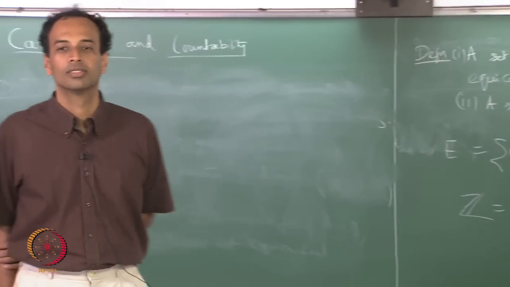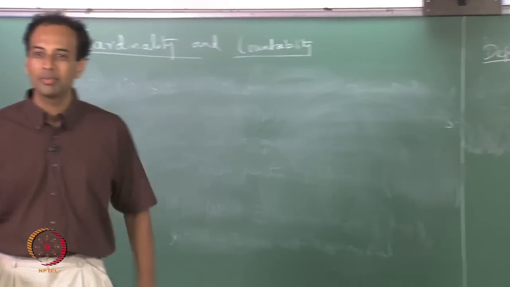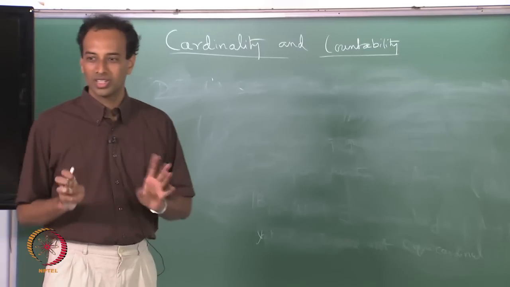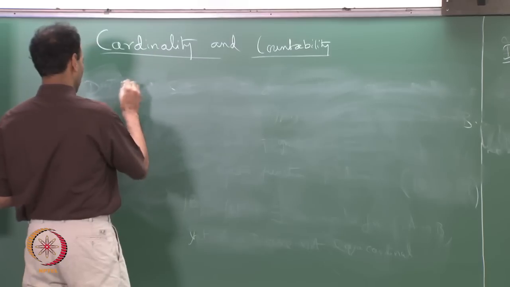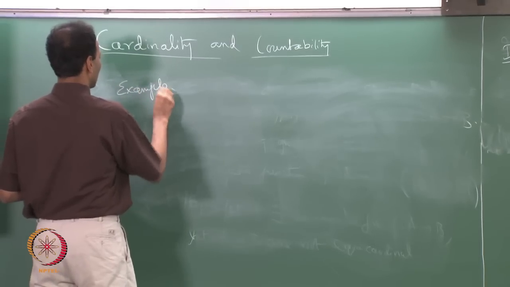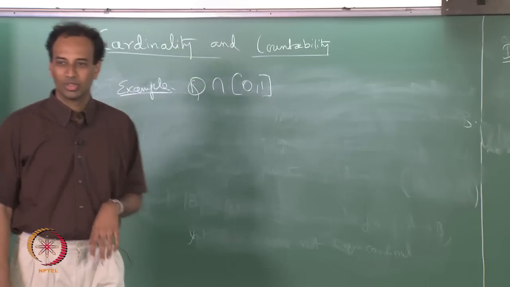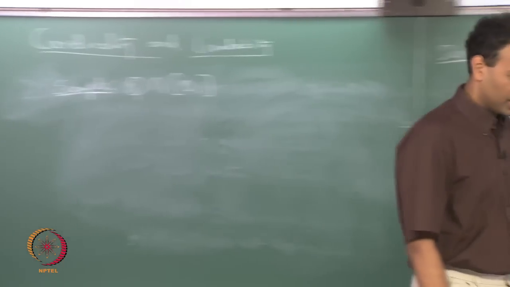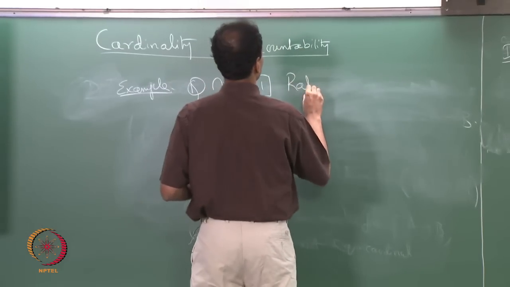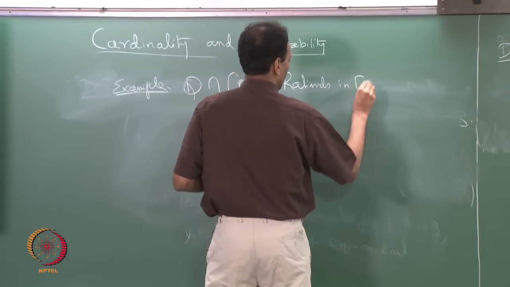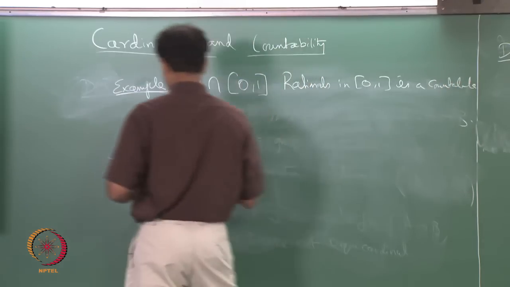Now, how do you prove this? How do you prove anything is countable? Find a bijection. We are asserting that Q is countably infinite. So let us just consider rationals between 0 and 1. I will prove that rationals are countable a little bit later. So these are rationals in 0, it's a countable set.